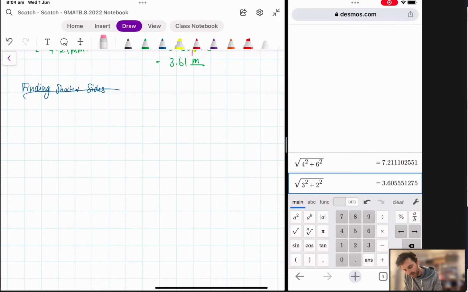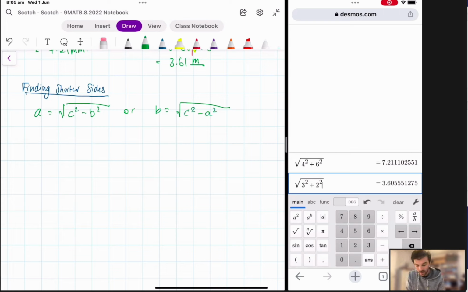So here we go. Let's try that line again. The rules that we want to use here is either A is equal to C squared minus B squared, or B is equal to C squared minus A squared. So when you're finding shorter sides, do you remember shorter sides were either A or B? That's the letters we use, and C was the hypotenuse, or the longer side. So let's draw some triangles now. I'm going to have one that we're going to practice on and one that you can have a go at.